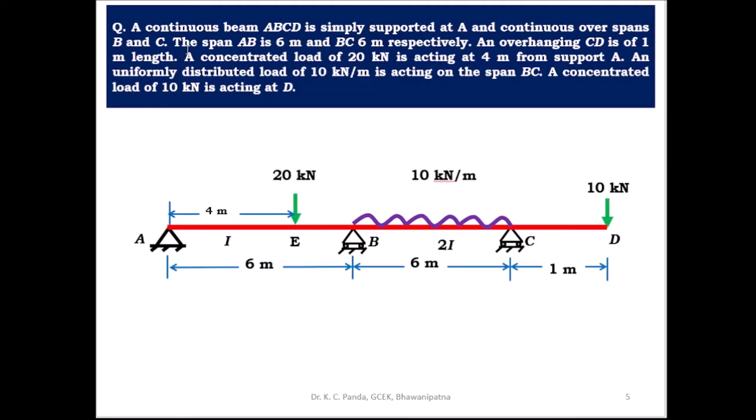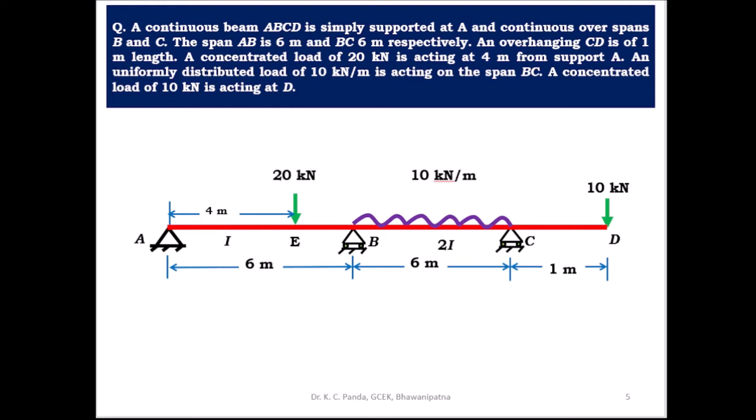Then coming to the first problem, a continuous beam ABCD is simply supported at A and continuous over spans B and C. The span AB is 6 meters and BC is 6 meters respectively. An overhanging CD is 1 meter in length. A concentrated load of 20 kilonewton is acting at 4 meters from support A. A uniformly distributed load of 10 kilonewton per meter is acting on the span BC. A concentrated load of 10 kilonewton is acting at D.